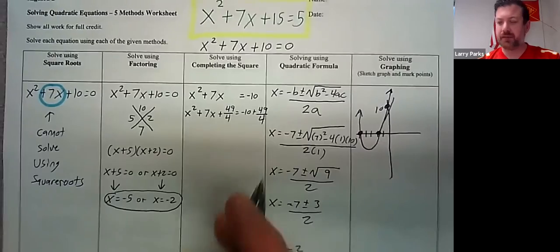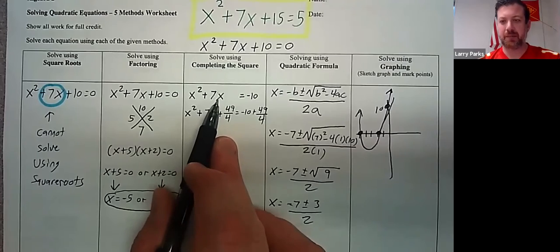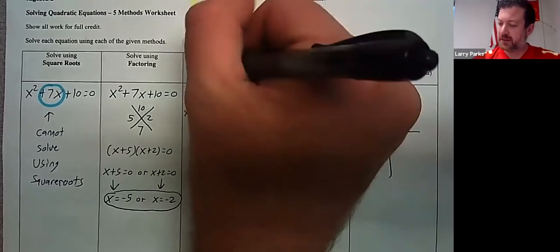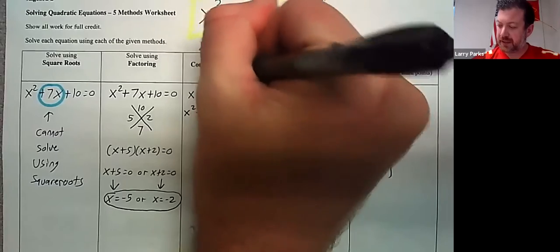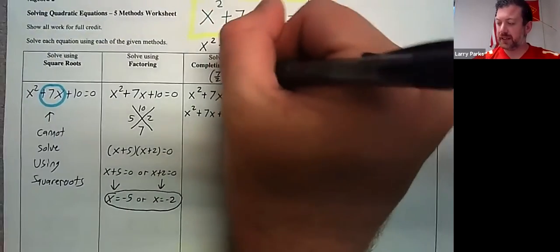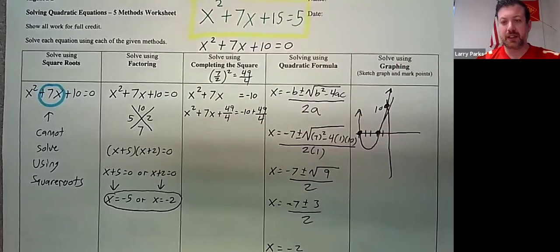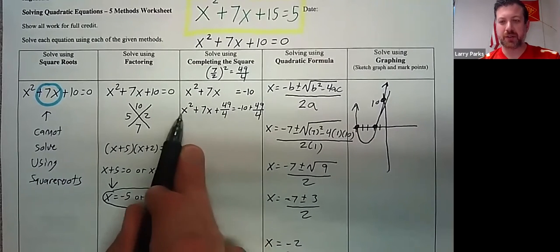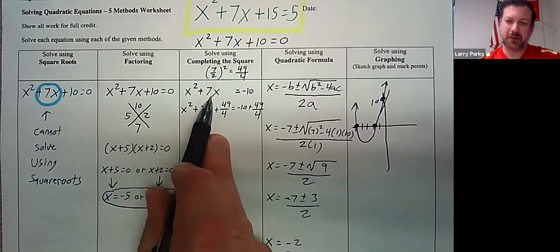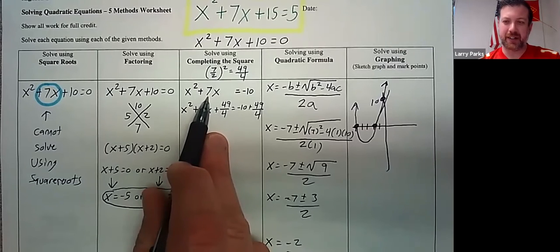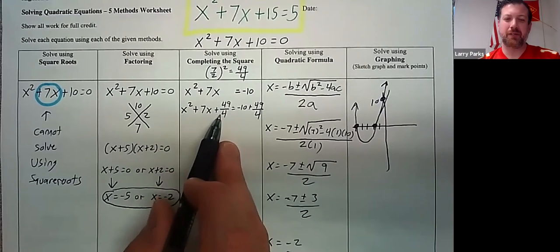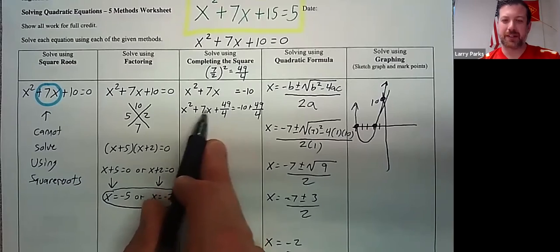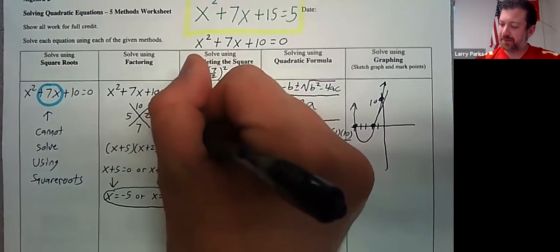Now, how did I get 49/4? You always take this number, divide by 2, 7 divided by 2, and then I squared it. 7 squared is 49, 2 squared is 4. So you add that to both sides. Now the reason why you do that is because then this is what we call a perfect square trinomial. And when you're completing the square and this is an odd number, these take a lot longer. So I really wouldn't even do this unless it's an even number. But 49/4 with the 7, this factors into x plus 7/2 squared.